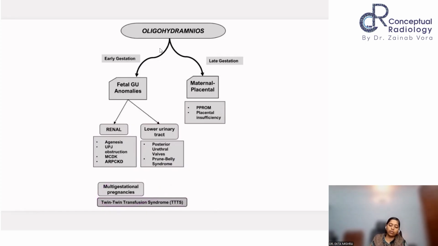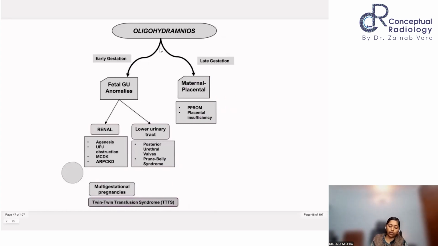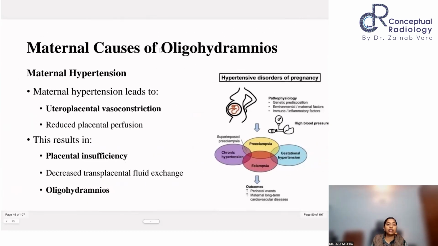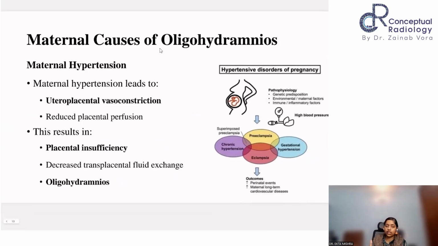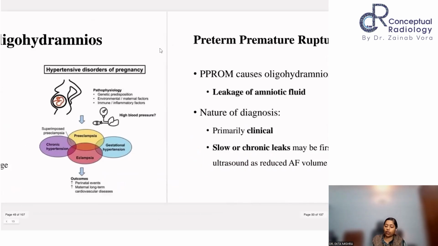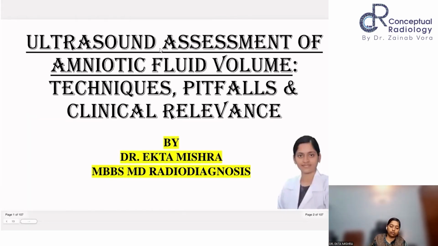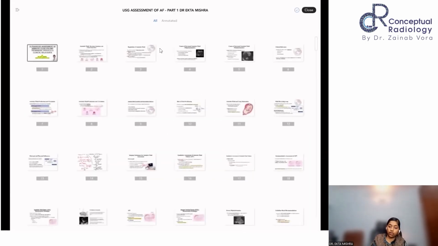Later on, it's usually maternal placental factors like PPROM or insufficiency. Now, this is more important, so we'll focus on that. The same chart. Maternal hypertension, we discussed in detail how it leads to oligohydramnios. So there is uteroplacental vasoconstriction, there is reduced perfusion, so insufficiency and oligohydramnios. PPROM is basically due to the leakage of amniotic fluid. So once the fluid leaks, automatically the amniotic fluid volume is going to decrease.